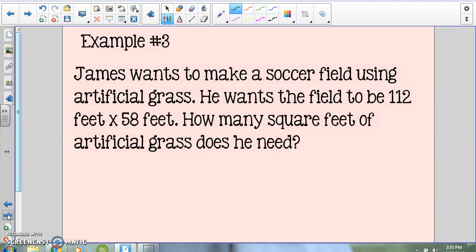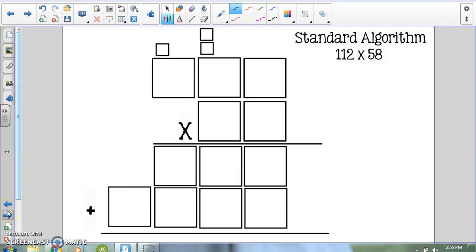Example number 3. James wants to make a soccer field using artificial grass. He wants the field to be 112 feet by 58 feet. How many square feet of artificial grass does he need? I'm going to read it one more time. James wants to make a soccer field using artificial grass. He wants the field to be 112 feet by 58 feet. How many square feet of artificial grass does he need? All right, let's set up our standard algorithm.